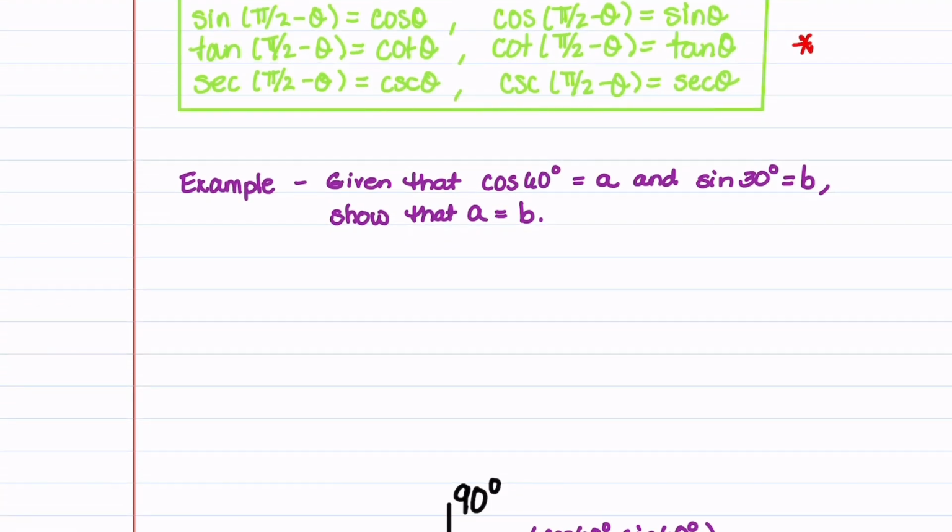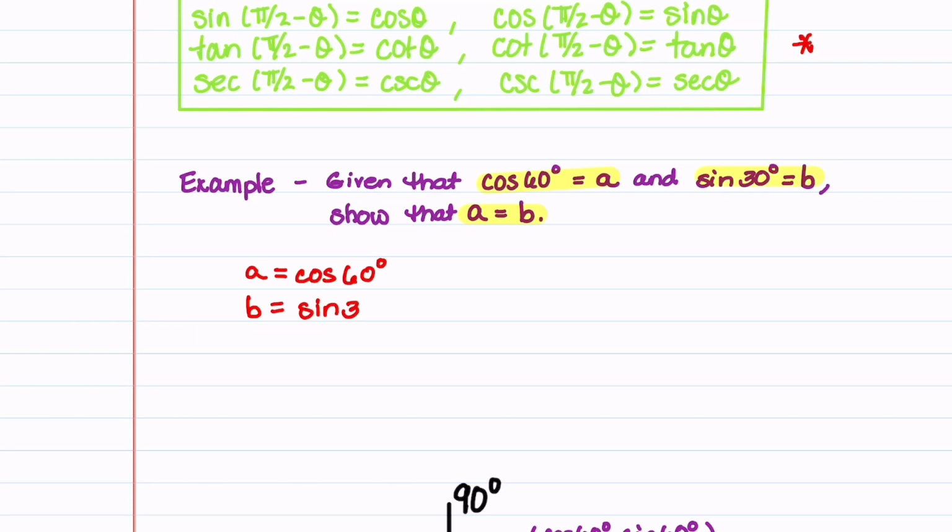Let's now walk through an example problem so that we can see how we can use these identities. We're given that cosine 60 degrees is equal to A and sine 30 degrees is equal to B, and we're asked to show that A is equal to B. Let's write down what we're given. A is equal to cosine of 60 degrees and B is equal to sine of 30 degrees.